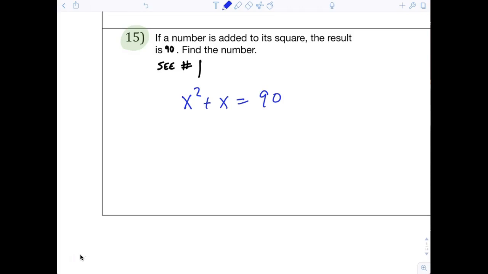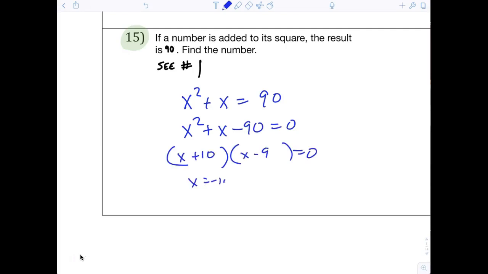And now we're setting it equal to 0. So x squared plus x minus 90 equals 0. And then we're factoring. That should be x plus 10 and x minus 9. So x is equal to negative 10 or x is equal to 9. All right? So there are how many solutions here? There are 2 solutions. That's right. Both numbers are okay.